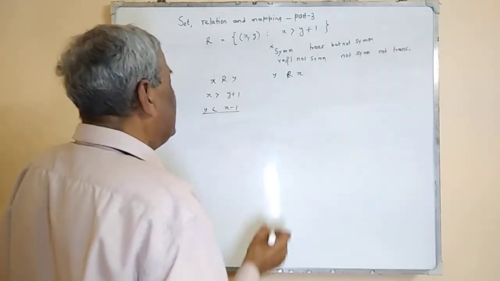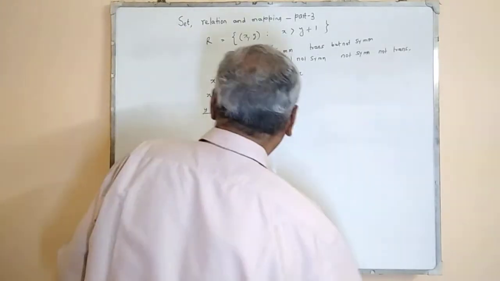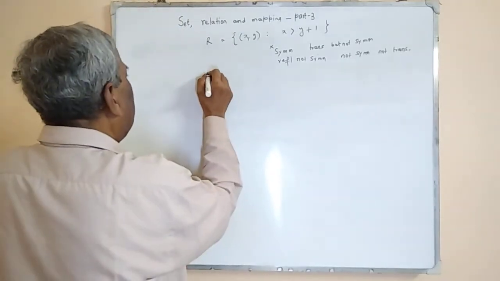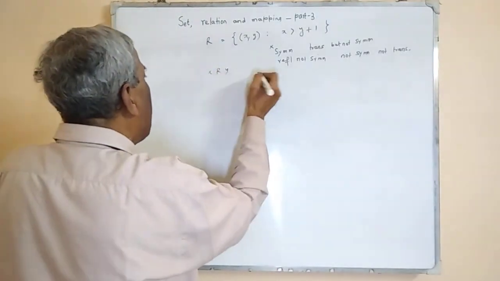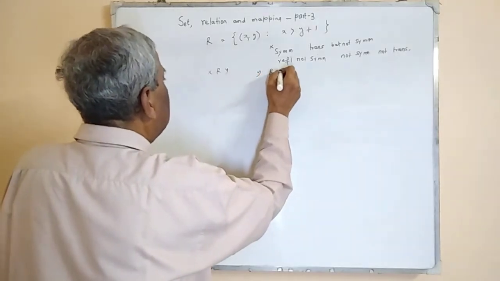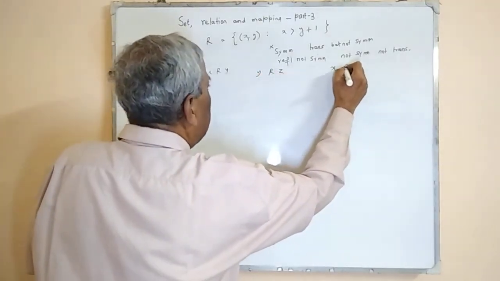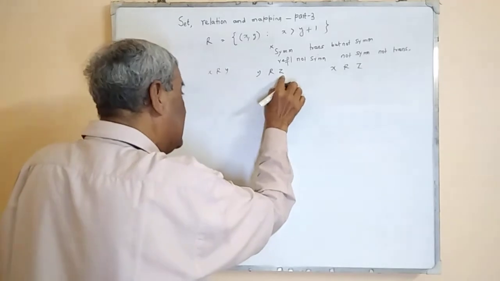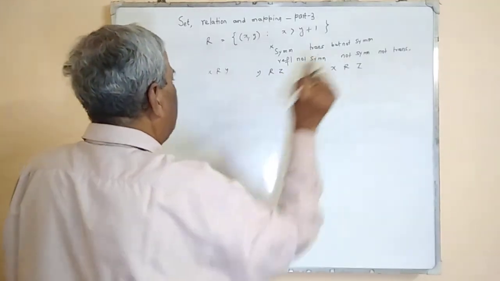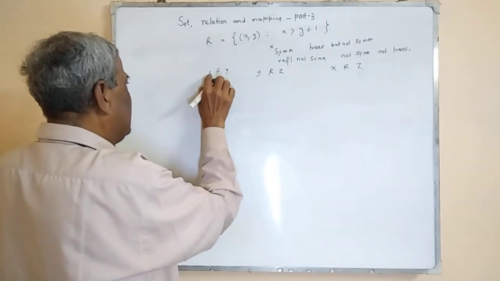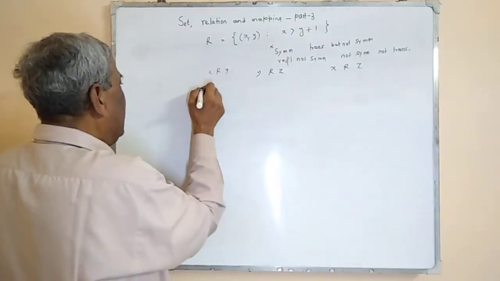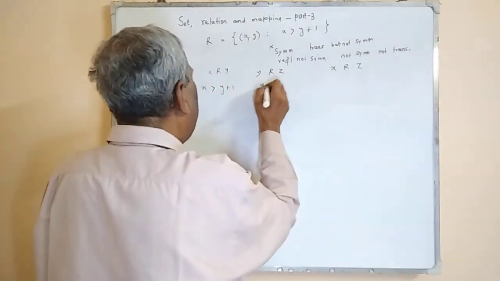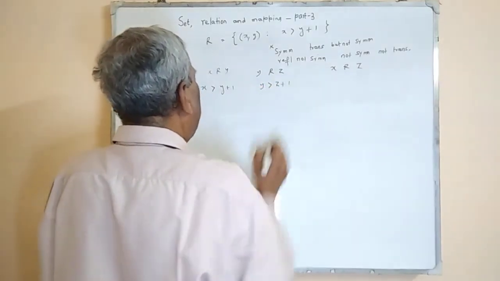Then let us see whether it is transitive or not. To be transitive, if x relates with y and y relates with z, then x must relate with z. It is given that x relates with y means x is greater than y plus 1. Y relates with z means y is greater than z plus 1.